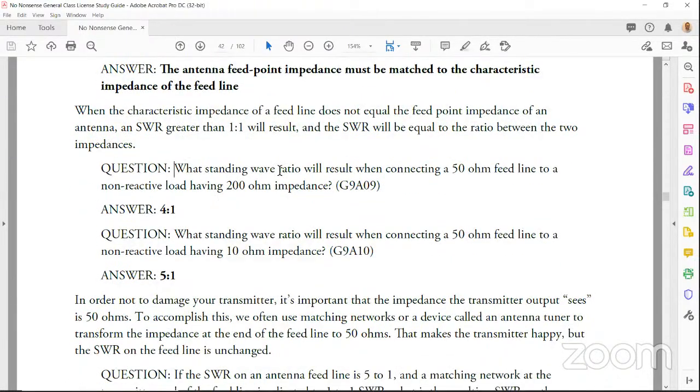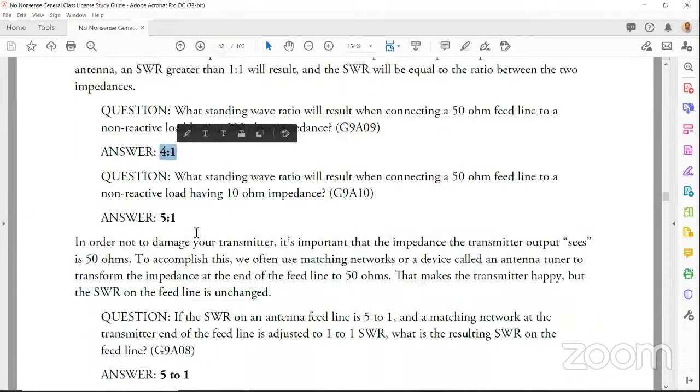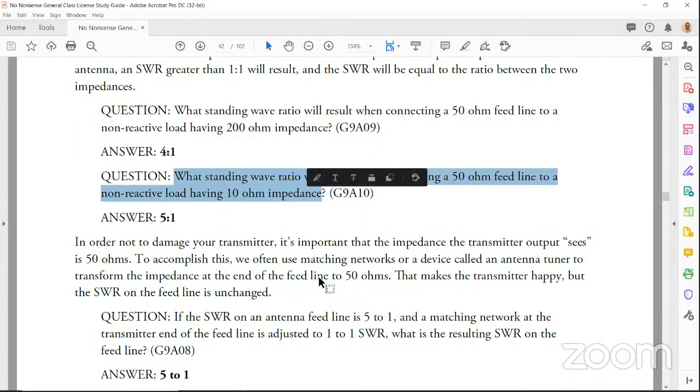Next question in the question pool. What standing wave ratio will result when connecting a 50 ohm feed line to a non-reactive load having 200 ohm impedance? Again, similar to the previous question, they're asking us for SWR, so we know it's going to be a ratio. And we're looking for the two impedances that we're dealing with. We have 50 ohms and 200 ohms. So we put them side by side, divide both by 50, and we end up with 4 to 1. Again, worked example in the last session.